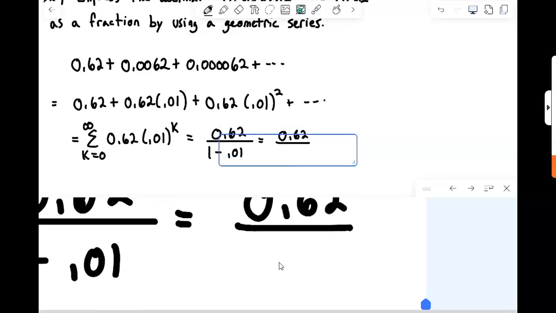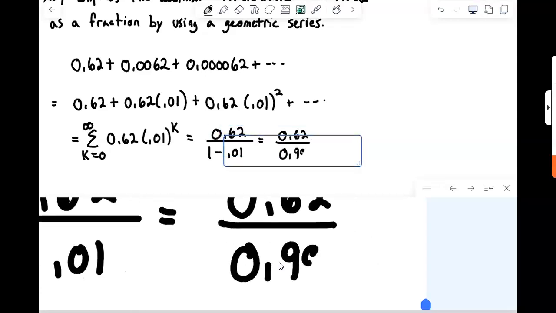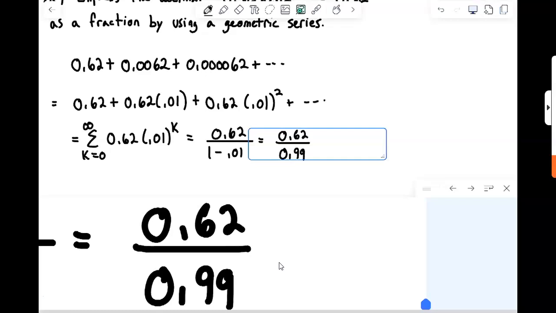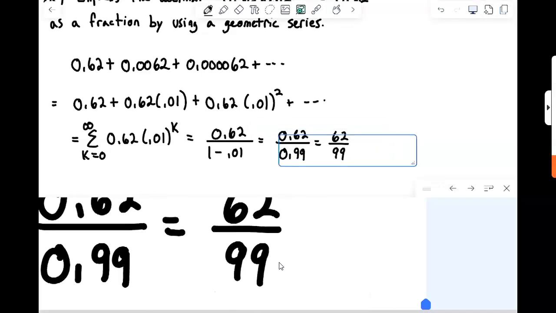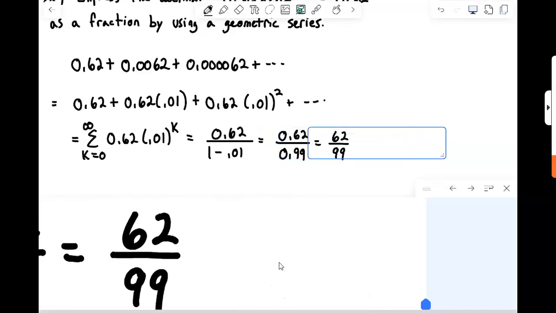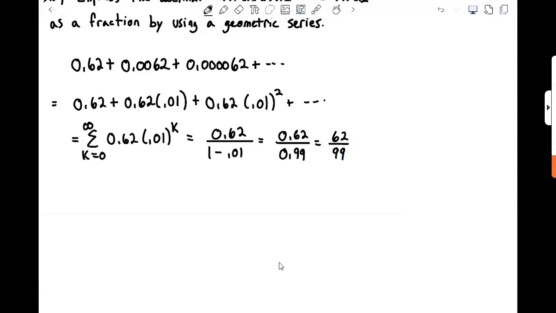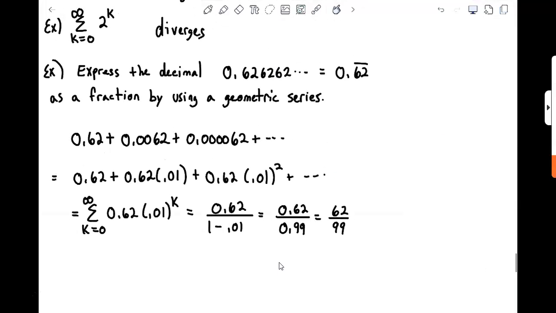0.62 over 0.99, and that would just be 62 over 99, because we can multiply both top and bottom by 100 to move the decimal place to get rid of the decimal points. And so we have a fraction, 62 over 99. So 0.62 repeating is just the fraction 62 over 99. Okay, so that's how we can use geometric series to express a repeating decimal.